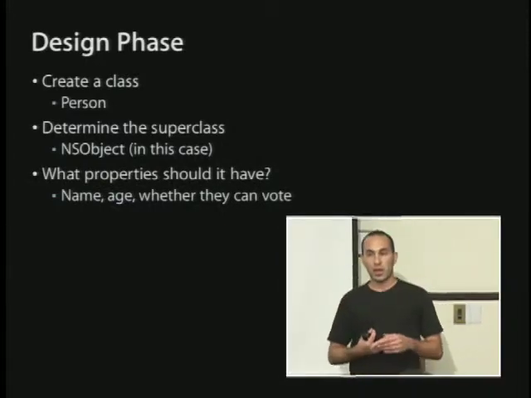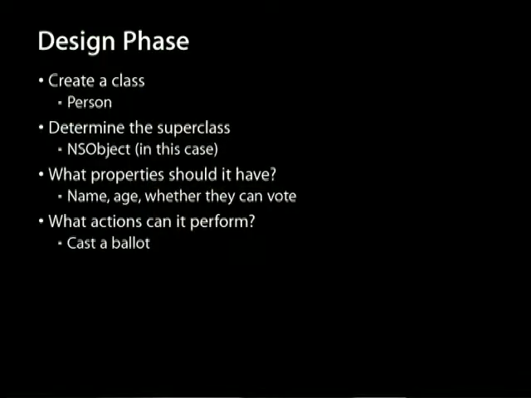So today we're going to say a person has a name, it has an age, and it has a behavior, which is whether they can vote or not. It's actually a property, and we'll see that in a little bit. This is the behavior: the behavior is going to be to cast a ballot. So the person is going to vote, and we're going to check whether he's allowed to vote. We're going to use his name and his age to do so.